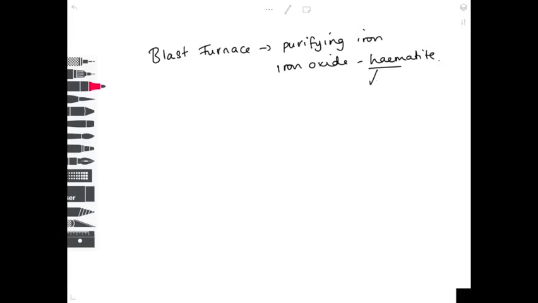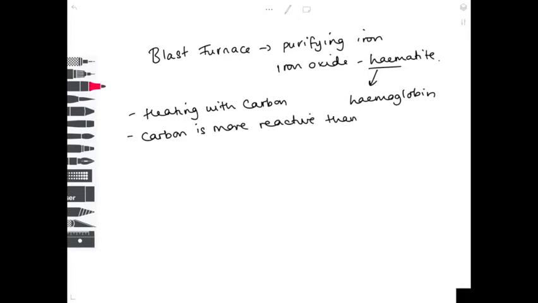So let's look at the blast furnace, which is all to do with purifying iron. And that iron exists as iron oxide in the Earth's crust, which we call hematite. Remember that heme means related to iron in the way that hemoglobin, found in red blood cells, contains iron. So try to remember that. Now, we're going to use the heating with carbon method. And the reason we can do this is because carbon is more reactive than iron. So this is a good process because it's not incredibly expensive.